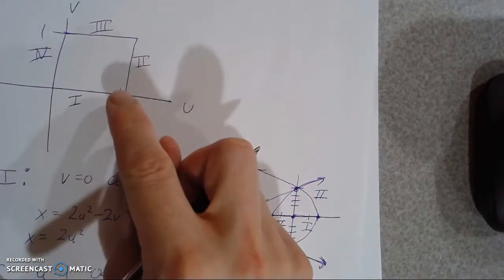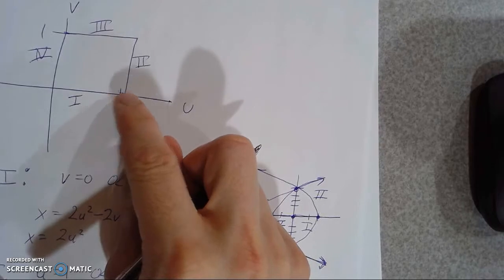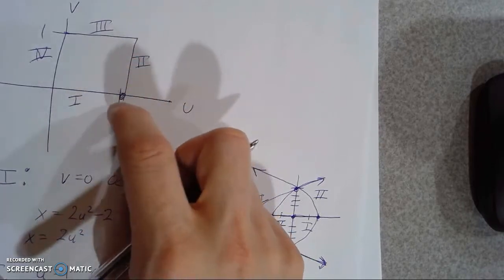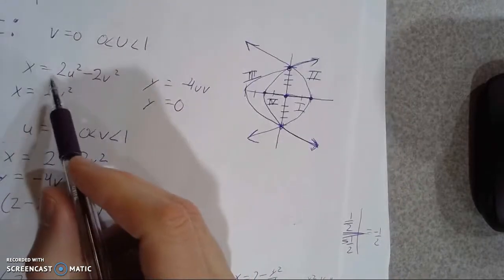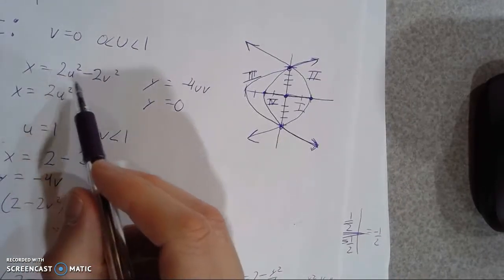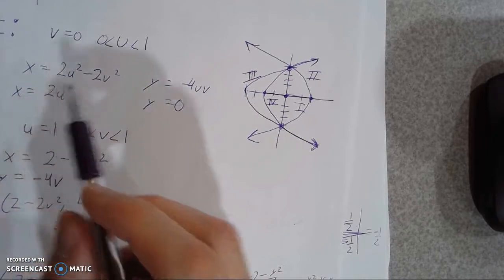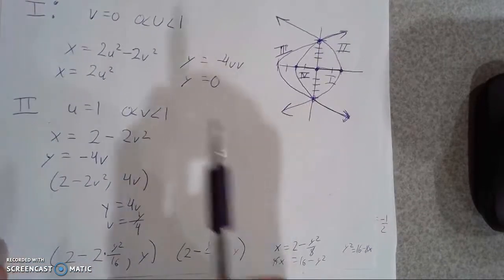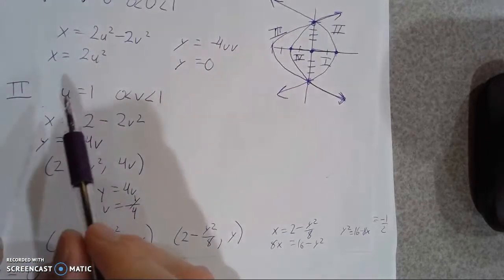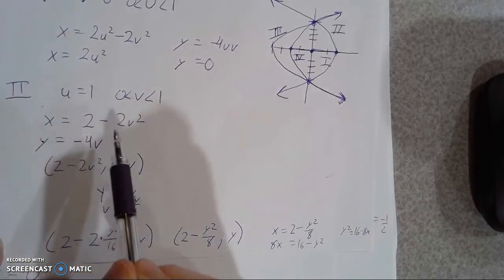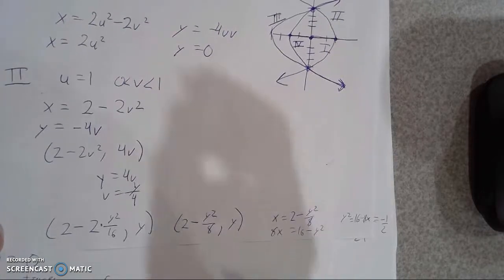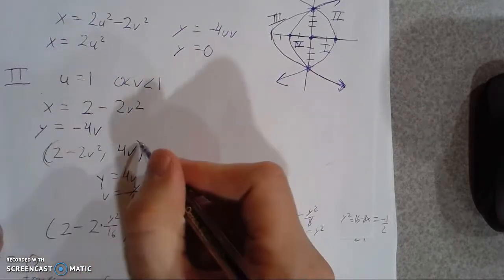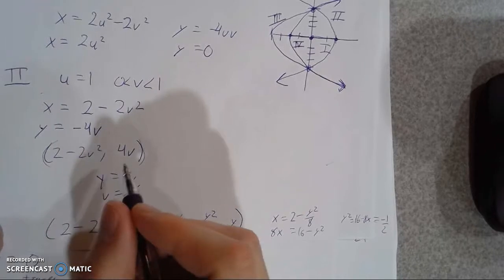Over here, we have a u value constantly at 1 and a v value that changes from 0 to 1. So we do our conversions again with these equations. X is 2u squared minus 2v squared, and y is minus 4uv. So when we convert those, here we get x is 2 minus 2v squared, and y is minus 4v. So we get points of this form.